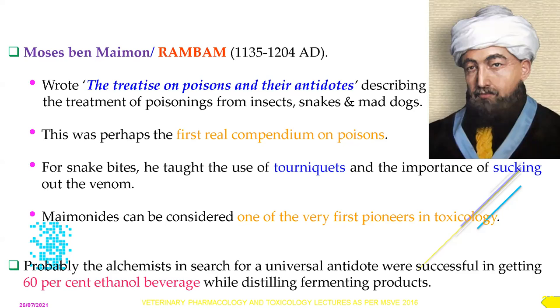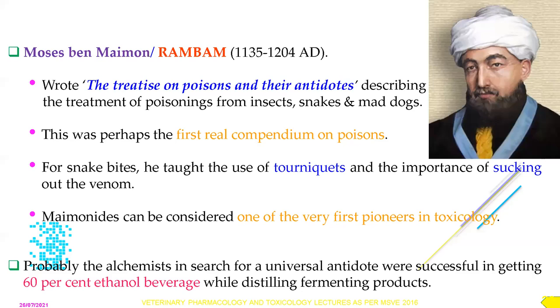They used to find this universal antidote because whenever they mined in search of gold, they used to find some toxic materials, and they tried to prepare a universal antidote. They were successful in getting a 60% ethanol beverage while distilling the fermenting products.